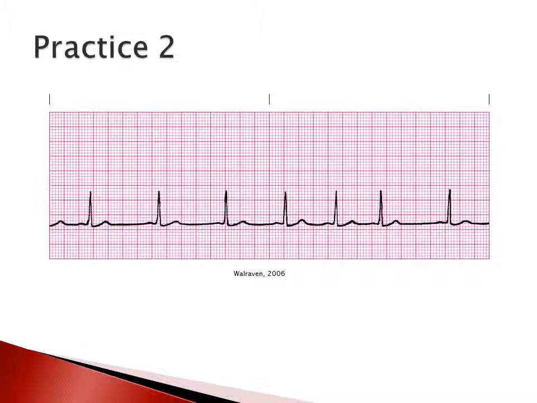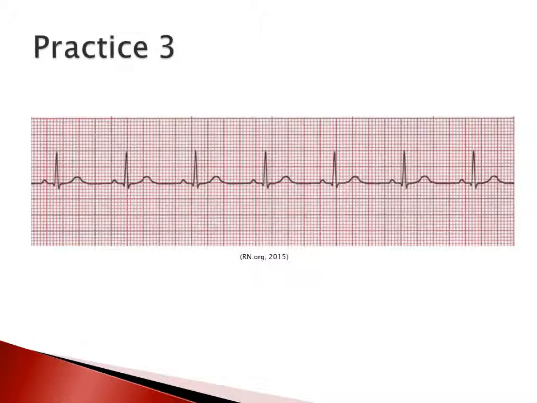When we put that all together, we have a heart rate of 70, normal P wave, normal PR interval, normal QRS complex, normal T wave, and a QT interval that's normal with an irregular rhythm. So this all indicates to us that we are looking at a strip from a patient who's in what rhythm? If you said sinus arrhythmia, you're correct.